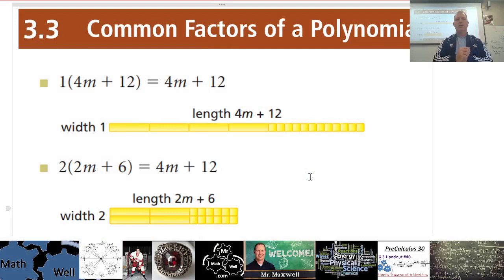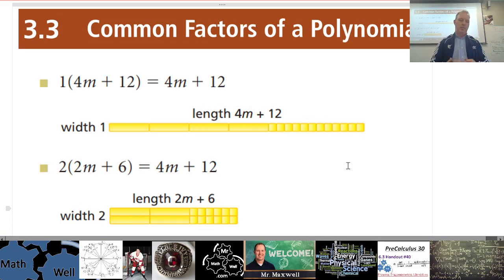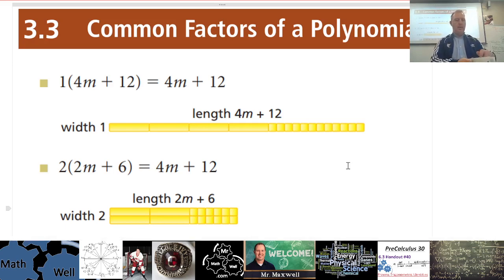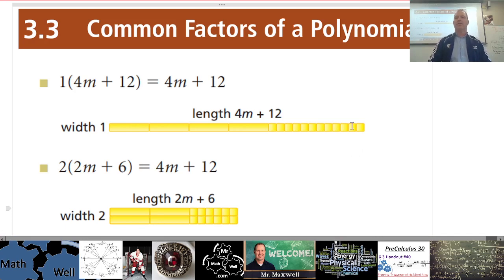Okay, so starting a page of notes here for 3.3, Foundations of Math 10, from your Foundations and Pre-Calculus Mathematics 10 textbook by Pearson Company. 3.3 starts on page 150, and we're talking about common factors of a polynomial.